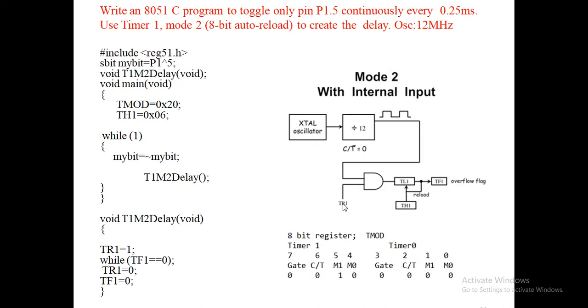Once you load the TH1, it is automatically reloaded in the TL1. After that, once you start the timer, based on the internal system clock, it starts incrementing this register. The value we initially initialized here is 06. From there it will increment 07, 08 until FF. Once it reaches the maximum value, it gets overflow. Again this TH1 value, that is 06, is loaded here.